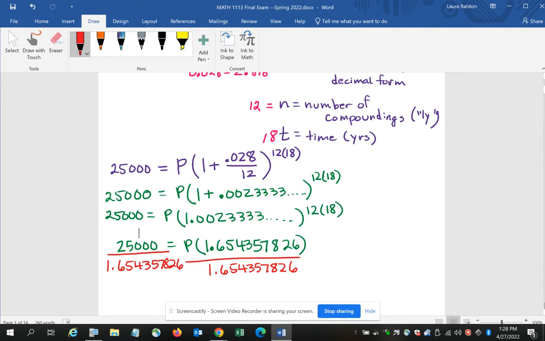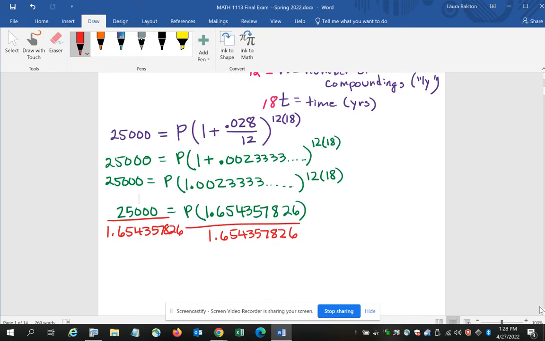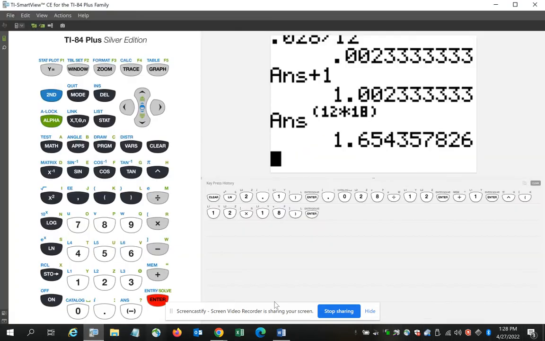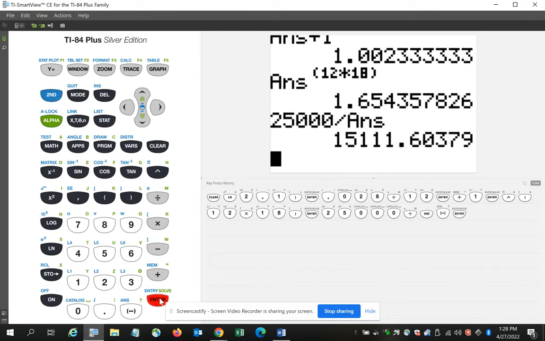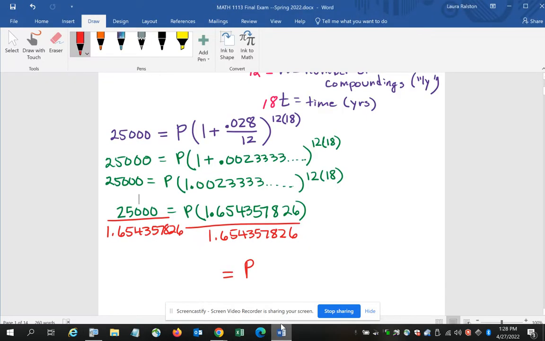Okay, so again, putting that into my calculator, I'm going to end up with P equals, and the way I type it in my calculator, I'm going to put 25,000 divided by that lovely answer, and I get 15,111.6. Okay, since you have 0.6 and you're to round to the nearest whole, that means we should do $15,112.